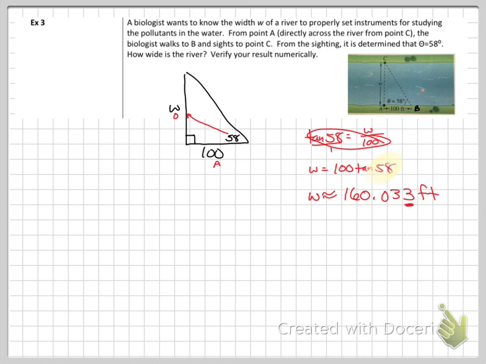There might be some worksheets and stuff that round smaller than that, like to the first decimal place. But anything you do for me that is freehand, I expect you to round to the third decimal place.